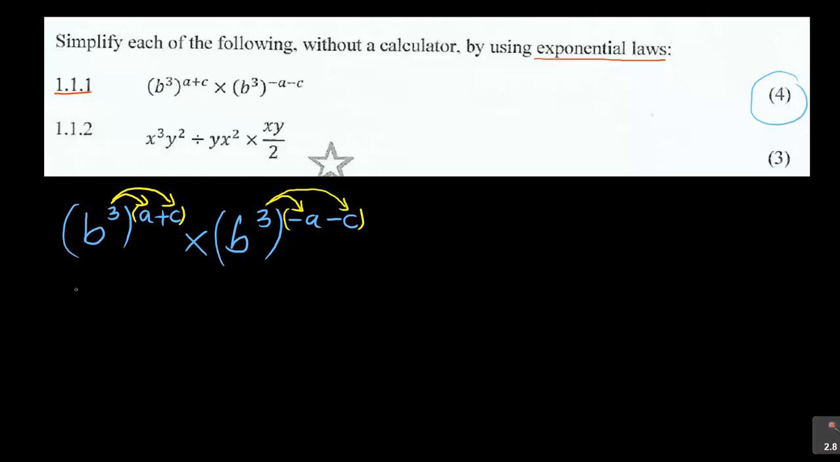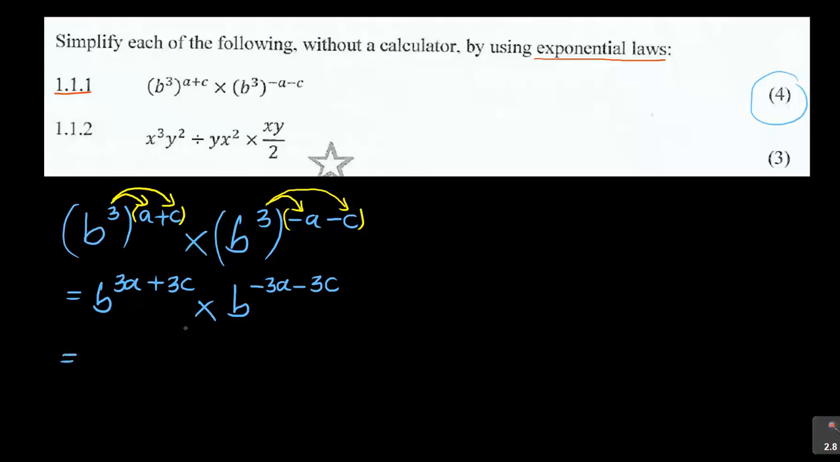So if I simplify that, this will be equal to b to the power of 3 times a, which is 3a, plus 3 times c, which is 3c. And then times again b, with 3 times minus a, which is negative 3a, and then 3 times minus c, which is negative 3c. So this is what I'm having.